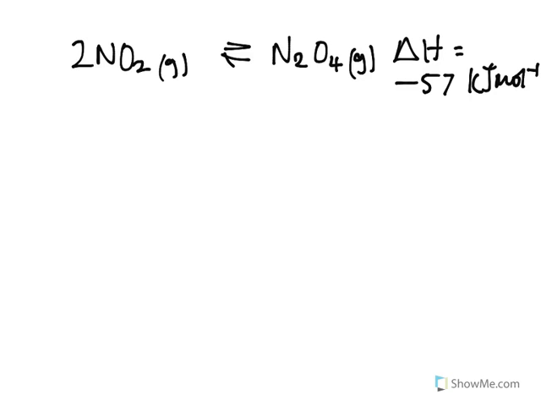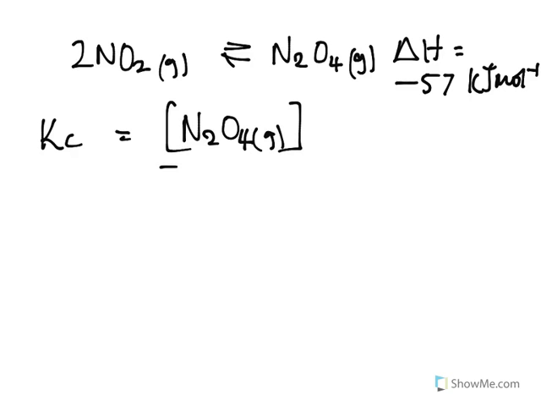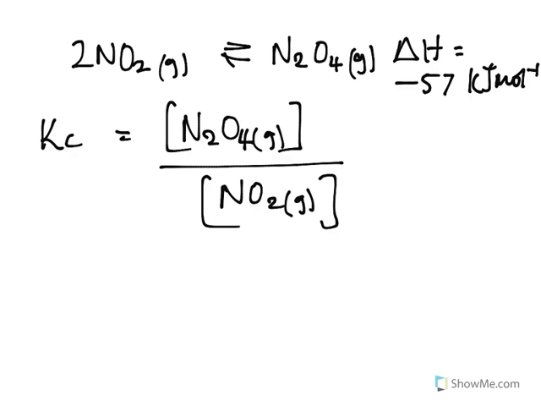So writing out our expression for Kc, it's the concentration of the products, so N2O4 at equilibrium divided by the concentration of the reactants, and of course there's 2 moles of this, so we have to square that.